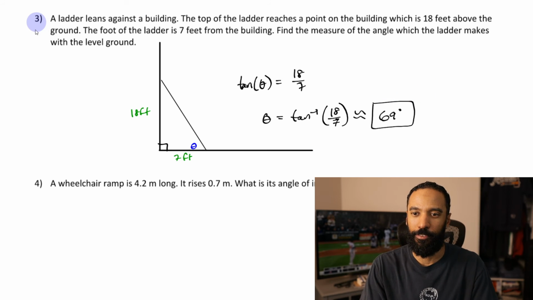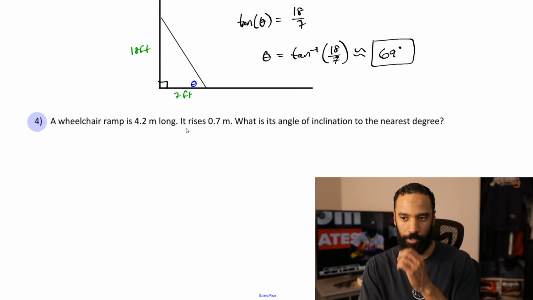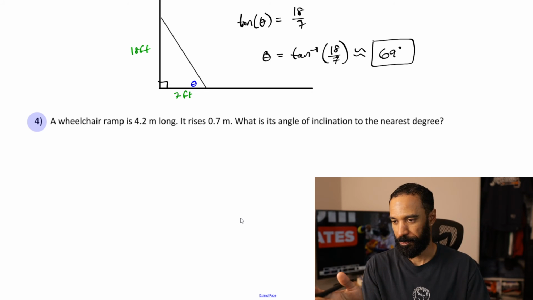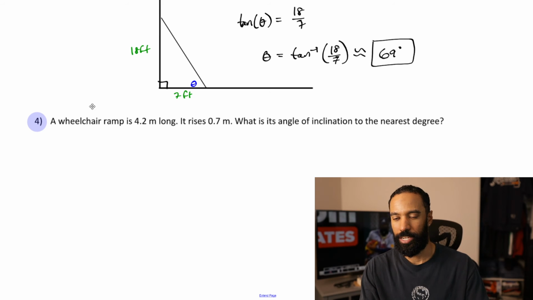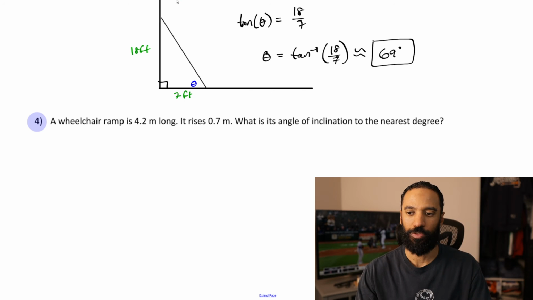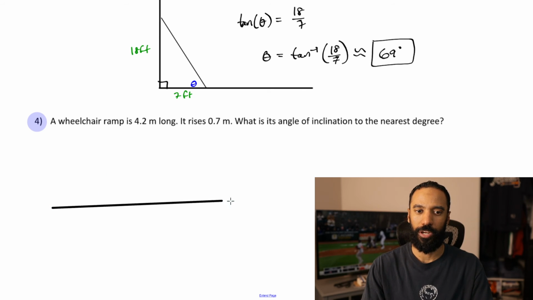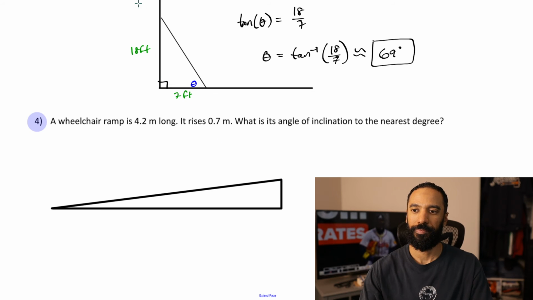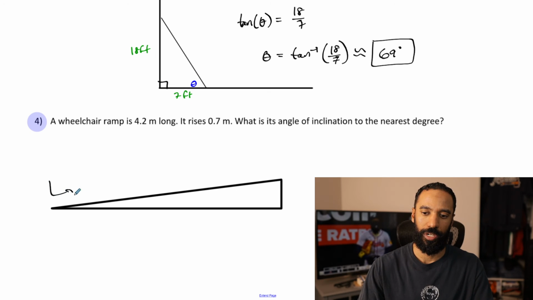And lastly, number 4, a wheelchair ramp. It's 4.2 meters long. It rises 0.7 meters. What is the angle of inclination to the nearest degree? So the ramp is 4.2 meters long. Here's some ground level. This is you looking at the side, watching some guy wheel up the wheelchair ramp. Let's draw a wheelchair.